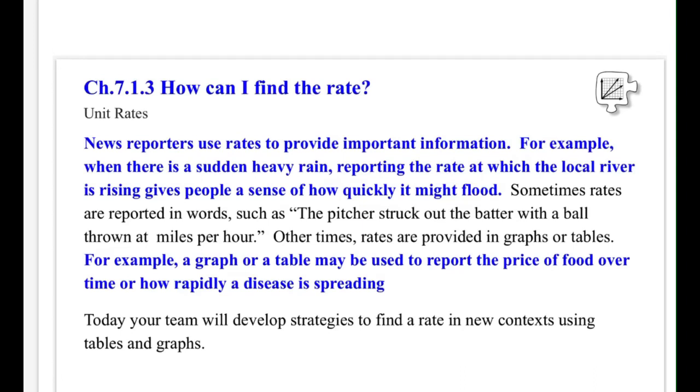Sometimes rates are reported in words such as the pitcher struck out the batter thrown at miles per hour. Other times, rates are provided in graphs or tables. For example, a graph or table may be used to report the price of food over time or how rapidly a disease is spreading. Today, your team will develop strategies to find rate in new contexts using tables and graphs.